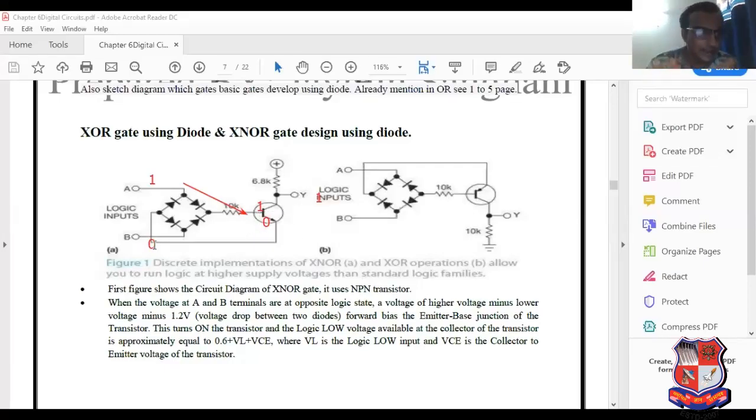Again repeat, here 0 volt. So here 0 volt is applied to this diode. And here we can also get 0 volt. We are not able to get 1 volt here. So here 0 volt is applied. So the output is 1. So see this, two different inputs give output 1. So it is known as XOR gate.